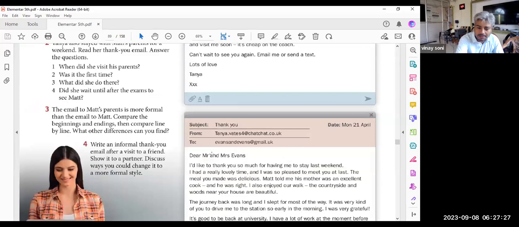Now compare it with the beginning here. Dear Mr. and Mrs. Evans instead of hi. So the beginning is different. We say hi, Matt, and we say dear Mr. and Mrs. Evans. Clearly, she is talking to her boyfriend's parents. She needs to be a little formal with them. She cannot be as informal as she is to her boyfriend. So she writes, Dear Mr. and Mrs. Evans. It means we can use this kind of beginning with dear in a formal situation as well.